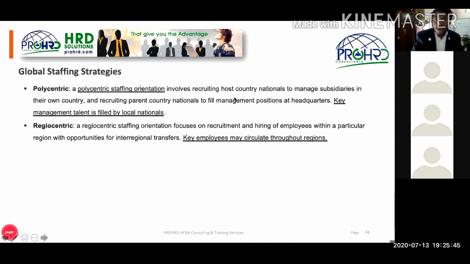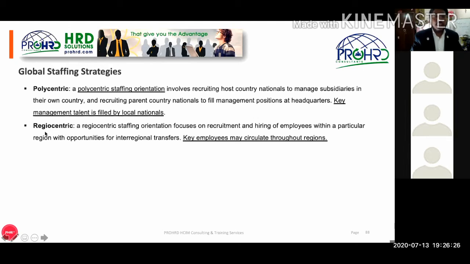Actually, the host country, where Coke is from the UK, Atlanta, the parent company. But they are hosting in Egypt. So the staffing pattern is more of polycentric. They engage the host country. The key management is from the local nationals. For example, in the Coke corporate office, the senior key positions will be from the US, but most of the other common positions are filled by the Egyptians, right? This is an example of polycentric.